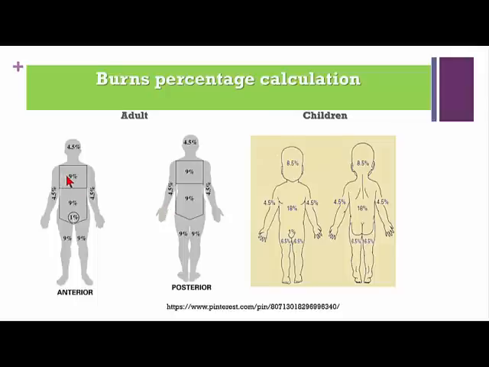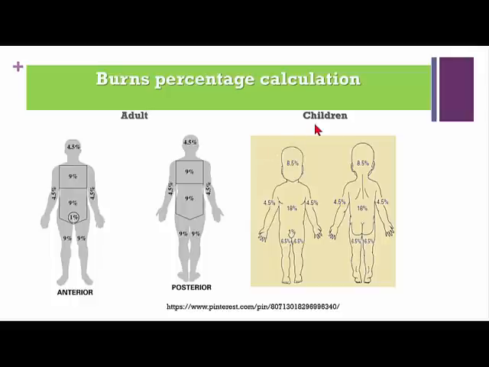Then check for the anterior chest and abdomen. It's collectively 9 plus 9, so 18% anteriorly, and for the back, upper back and lower back, 9 and 9, 18% collectively. For the whole leg it is 9% anteriorly and 9% posteriorly, collectively 18%.